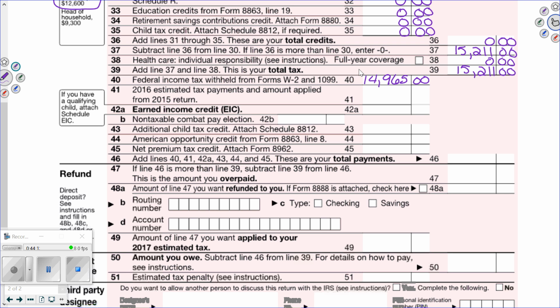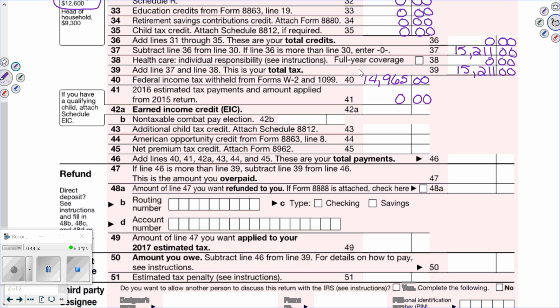Line 41, 2016 estimated tax payments and amount applied from the 2015 return. It's nothing. Again, this is when people pay ahead of time, or they use last year's income tax return and put it forward on this year's. Some people do weird things like that. 0. Instead of taking their return, they use it for the next year. It would be part of your return, like an overpayment.